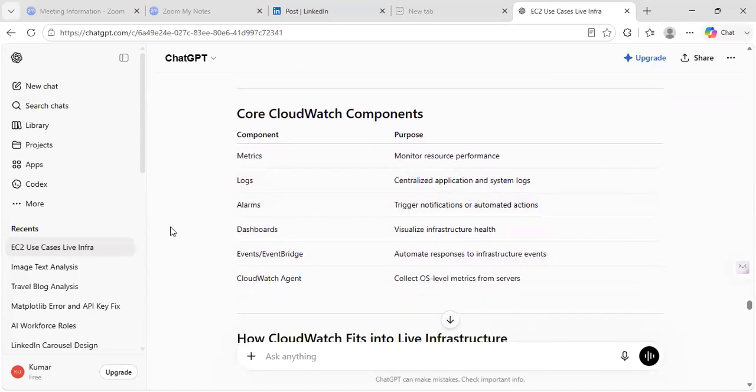So what are the core components? One is metrics, the purpose is to monitor resource performance. Logs are there. Logs are meant for centralized application and system logs. Basically, in applications, you'll have system logs. Apart from applications, service-wise logs can also be maintained. Then alarms, to trigger notifications or automated actions. Dashboards are there, to visualize infrastructure health. EventBridge is there, for automated responses to infrastructure events.